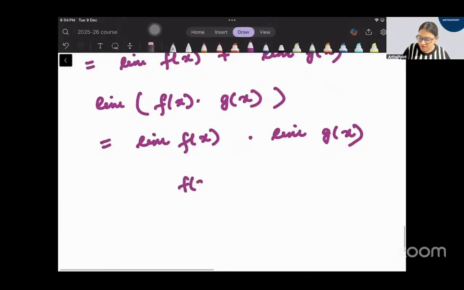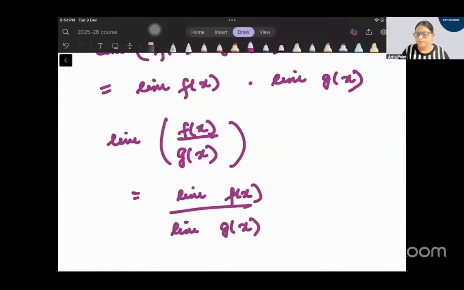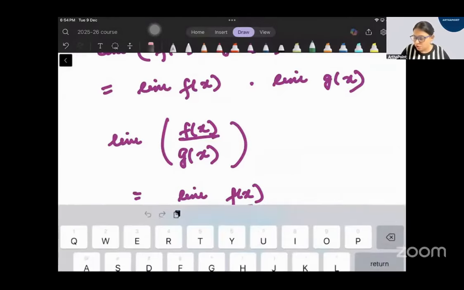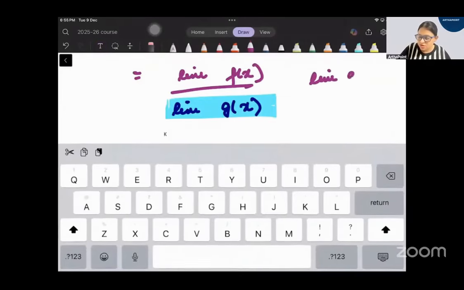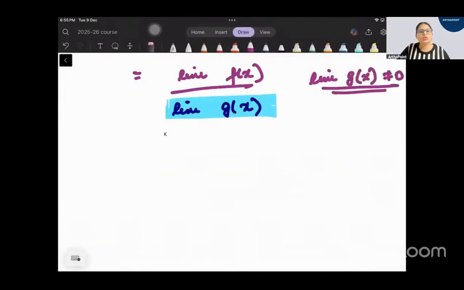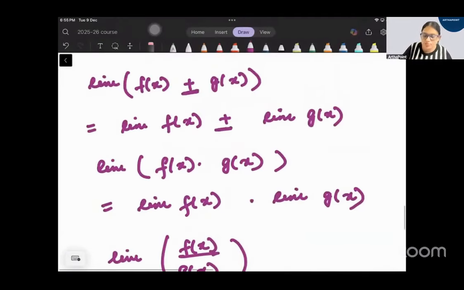Similarly, if I have a quotient, in rational form, and I have to apply limit on this, then I can apply limit on this and this separately. But just remember, because this is a rational form, the denominator cannot be equal to 0. So limit gx cannot be equal to 0. Okay? And in subtraction also, I'll just write here itself, so in subtraction also it's true. Okay? So these are some standard limit laws that we have.